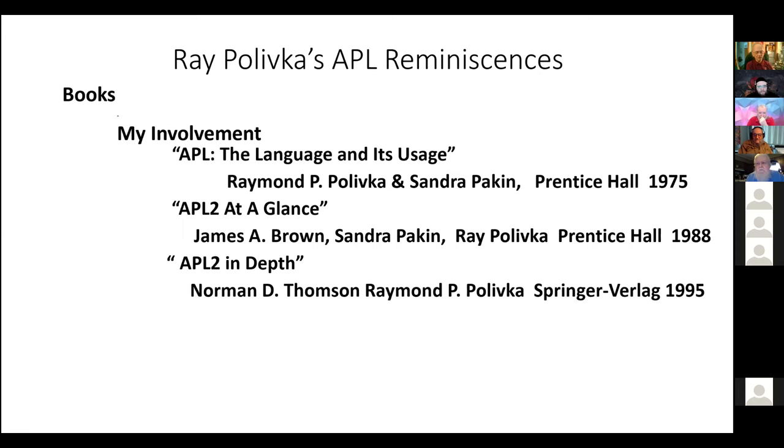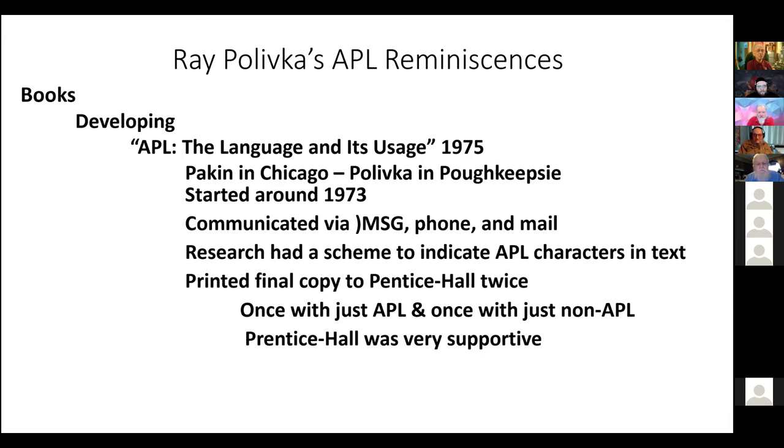Well, I talk about APL: The Language and Usage, 1975. What was available to produce books? Now look, Sandra was in Chicago, Polivka's in Poughkeepsie. And we started this in 1973, I think. And how did we communicate? U.S. mail, phone, and fortunately, Sandra still had contacts with IBM as a consultant and had access to APL. And so write, print, MSG. There was no internet. You know, think of the things you do today that didn't exist then.